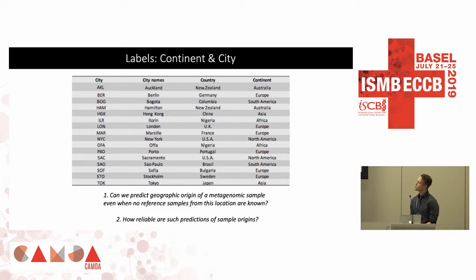Okay, so I'll first show you the metadata very briefly. We were given all of these labels. There are a few more things that we could have included in the analysis, such as geolocation or latitude and longitude, but for this we just used the city names and continent. So the analysis was conducted at both the city and continent level. I'll reiterate these questions as they were mentioned earlier. The two things we wanted to answer with this analysis are: can we predict the geographic origin of a metagenomic sample even when no reference samples from this location are known? And how reliable are these predictions actually?